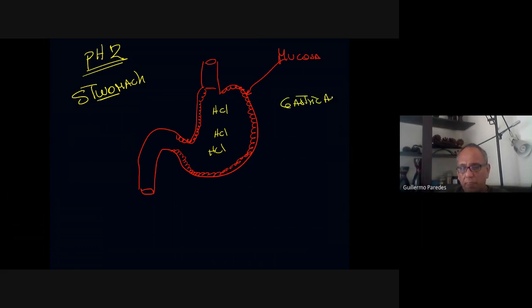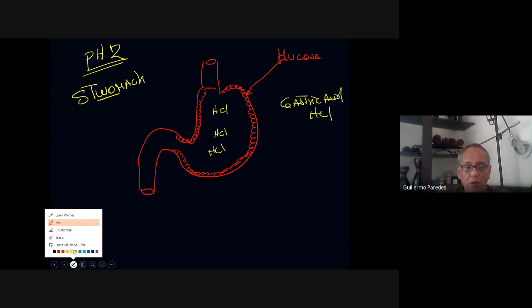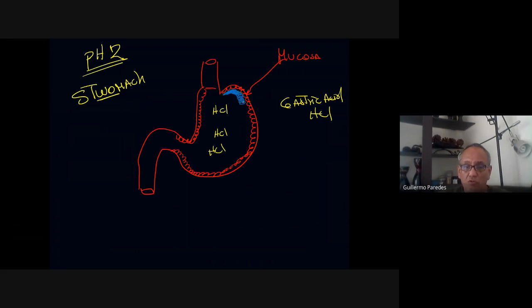Gastric acid, right? Is it going to destroy the mucosa of the stomach? Very simple. Why? Because in between the lumen and the mucosa, there is going to be mucus. I didn't say mucosa, I said mucus. What is mucus? When you have a cold, you're congested, you produce mucus. You're not sneezing your mucosa. You're sneezing your mucus. Mucus is produced by the mucosa. So this is a barrier that is going to protect the stomach from the gastric acid.